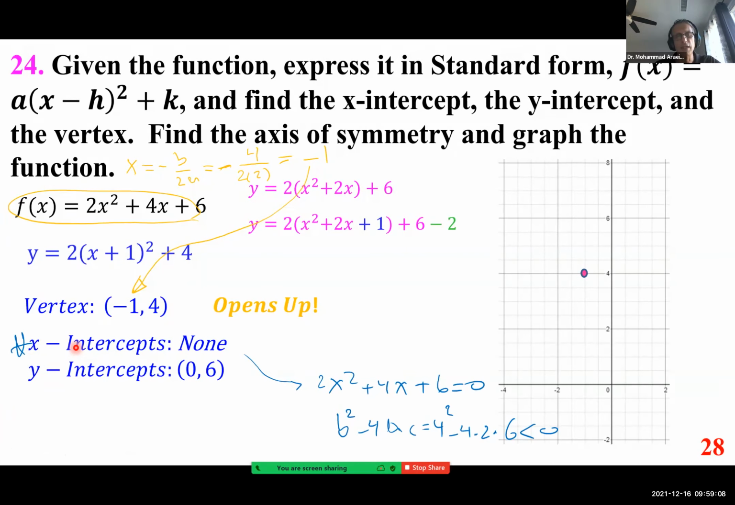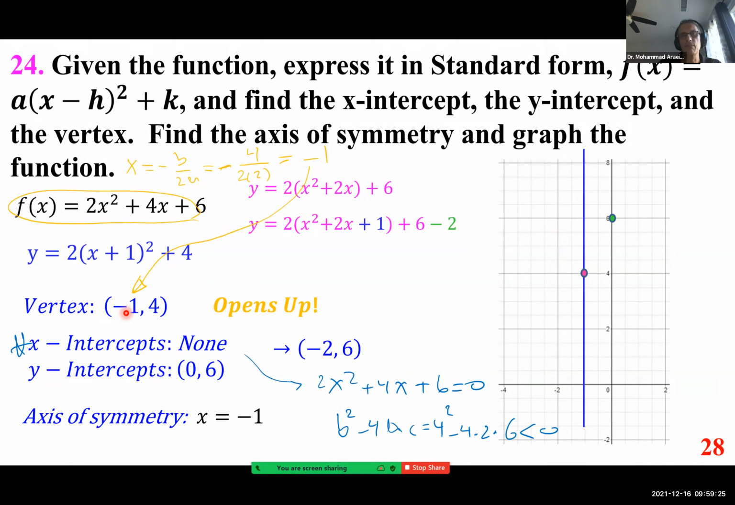All right, we know the axis of symmetry. So that's the point (0, 6), okay? The y-intercept, there's no x-intercept. Axis of symmetry, x equals -1. And we also have this point (-2, 6) because of the axis of symmetry. Think about it. So the axis of symmetry is this one. And whatever this distance is, which happens to be 1, if you go further to the left, then we go 1 more to the left, it has the same y coordinate.